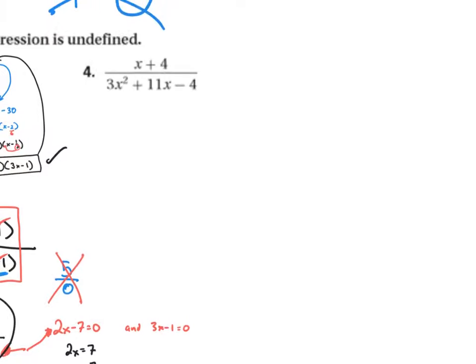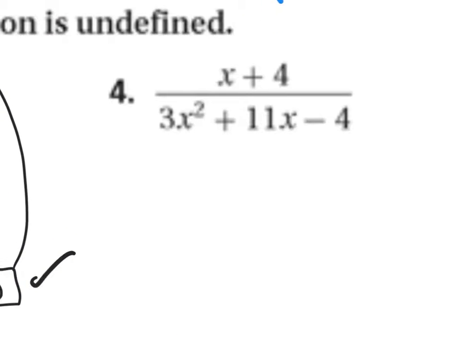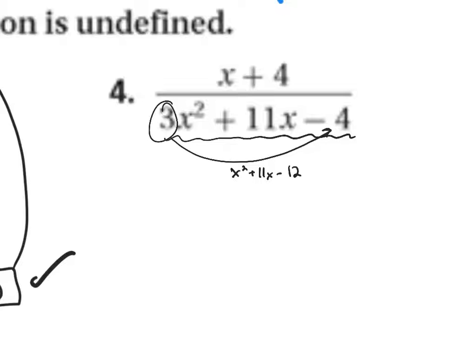Okay, let's do another one. Here we go. x plus 4 on the top. We need to just factor this bottom. I'm going to do another slide and divide technique. So I'm going to go x squared plus 11x minus 12. Two things that multiply to negative 12, add to 11. Ready, go. x plus 12, x minus 1.